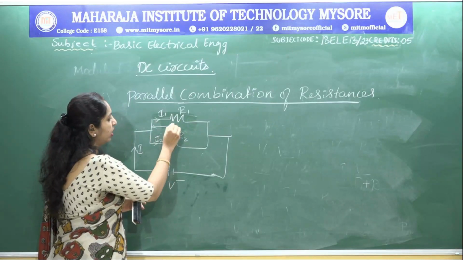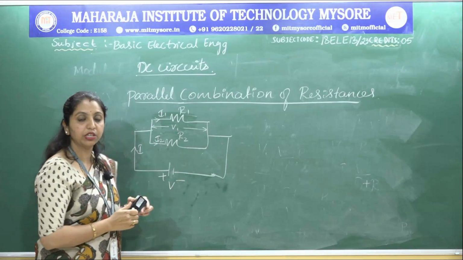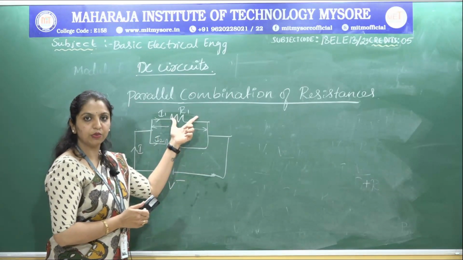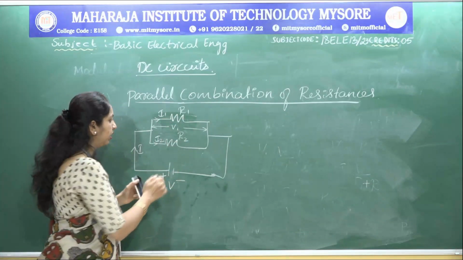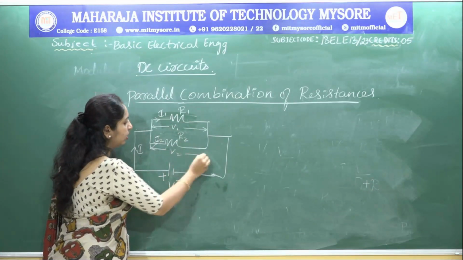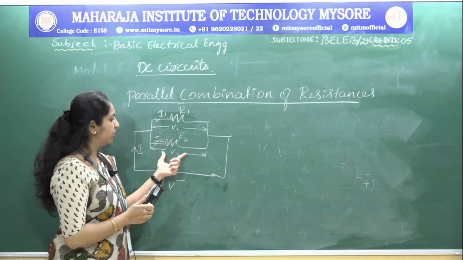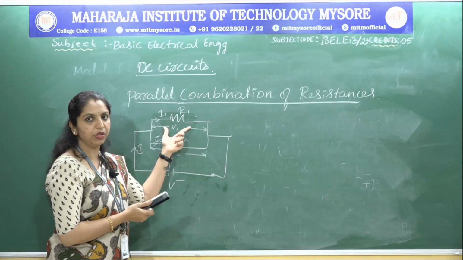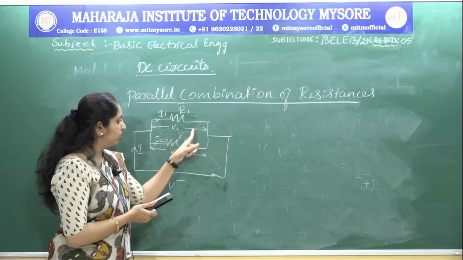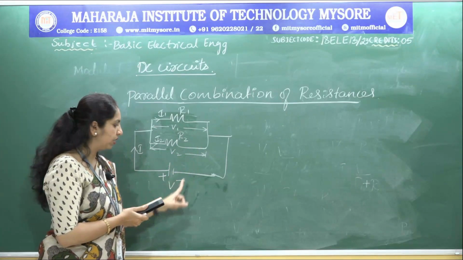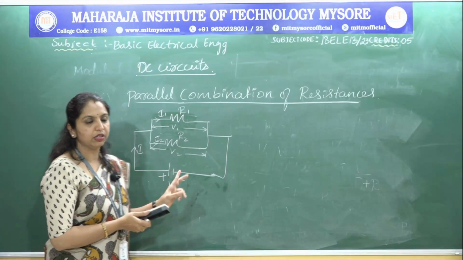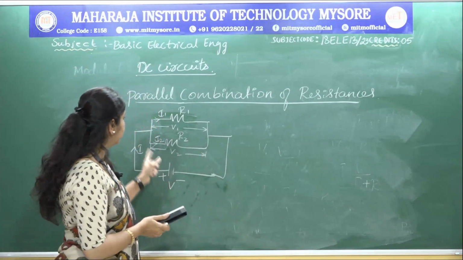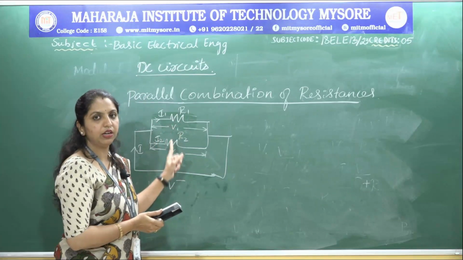If I find the voltage V1, what is V1? That is across R1. Don't you think the voltage across R1 is the same as the voltage across R2? Because the voltage across R2 is treated as V2 and the voltage across R1 is V1. Both are the same, and these two voltages are the same as the applied voltage. So remember, there are two characteristics: the voltage remains the same, and the current gets divided as I1 and I2.